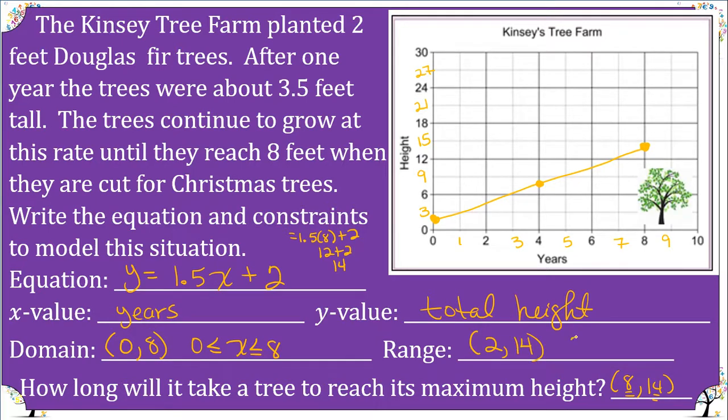So an inequality would be 2 is less than or equal to my Y, my height, which is less than or equal to 8. So during that time, excuse me, this should not be 8.